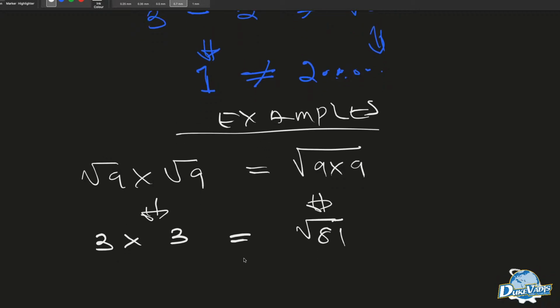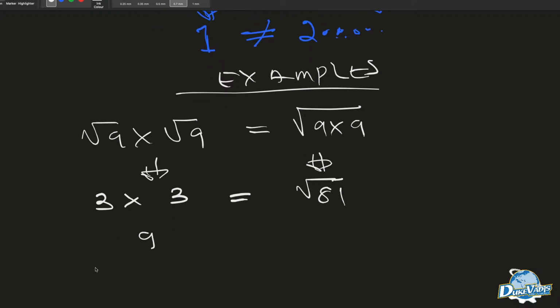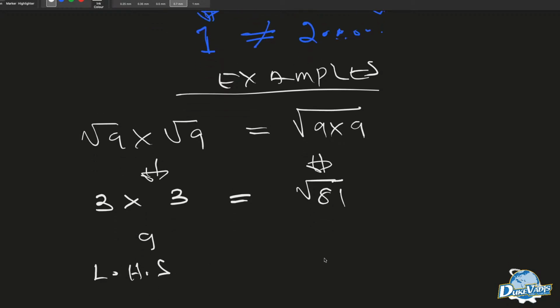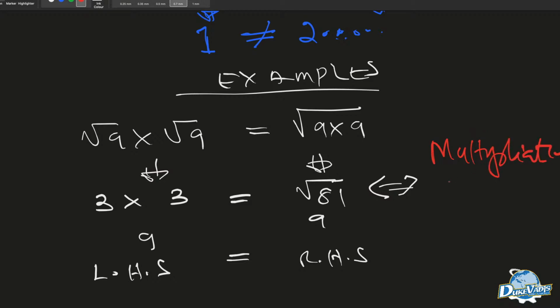Let's see what is true. 3 times 3 is 9. So you see that for the left hand side, our answer is 9. Let's see if we can get the same value for the right hand side. Square root of 81 is 9 as well. So this implies that multiplication holds. Multiplication is possible in surds. Isn't that beautiful? That is a beautiful example.